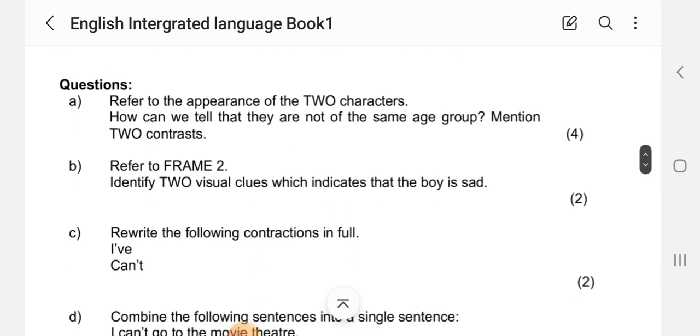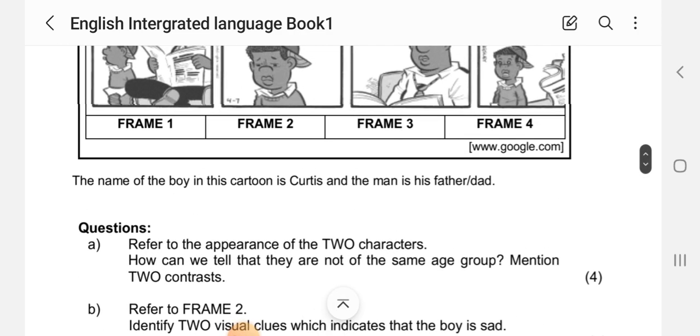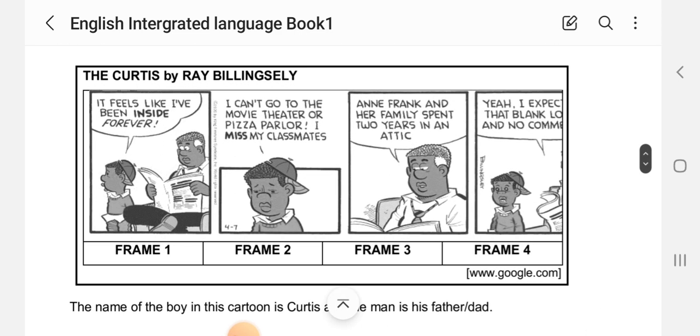So here are the questions. Refer to the appearance of the 2 characters. How can we tell that they are not of the same age group? Mention 2 contrasts. Well, firstly, let's look at their hair. The boy has black hair and the man has gray hair. The boy is wearing a cap while the man is not. The man is reading a newspaper while the boy has his hands in his pockets. And the boy is small and the man is big.